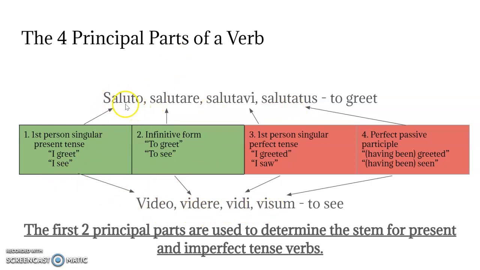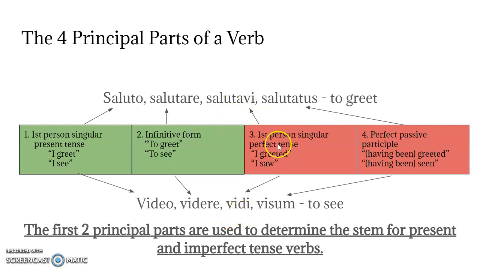The first principal part is always going to be the first person singular in the present tense. Saluto would mean I greet. Video would mean I see. The second principal part is the infinitive, and that's without a subject. So salutare is to greet. Videre is to see. And we're going to be talking about this third principal part in a minute because that's going to be important for learning the perfect tense.